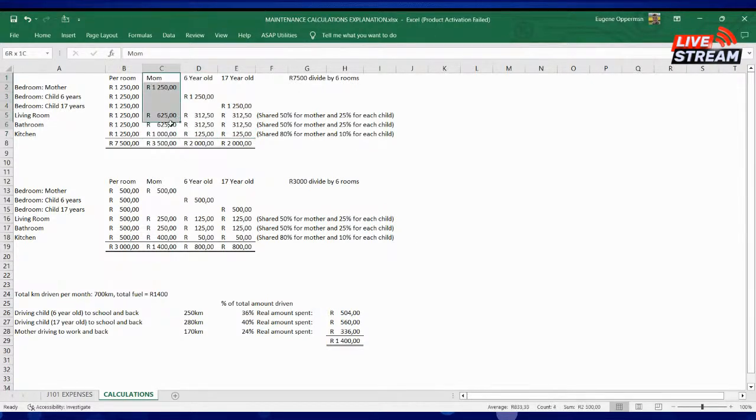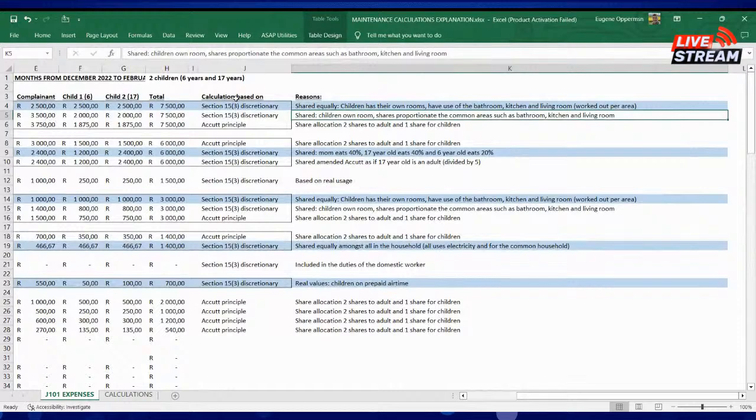So if you calculate those and add those up, it would mean of the total amount of 7,500 Rand, mom needs to pay 3,500 Rand, which equates basically to half or just a little bit less than that. And then the 6-year-old 2,000 Rand, and the 17-year-old also 2,000 Rand. So that is one of the models that could be used as well.